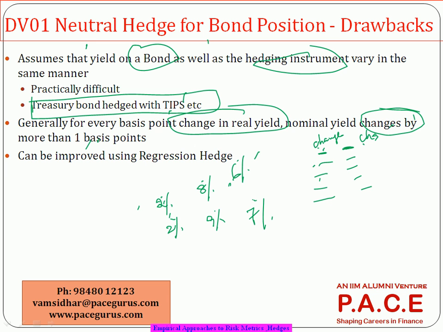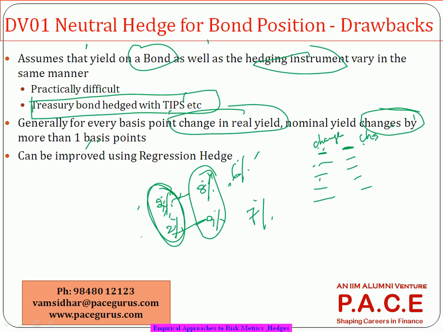But if I am using TIPS, which is an inflation protected security, its interest rates will move like this, right? It is because it takes care of inflation. So the real movement in the interest rate for it is only like this. Whereas your treasury bond, the movement is like this. Now these two are not a perfect hedge, because if there is an increase of 1% here, there is no increase there.